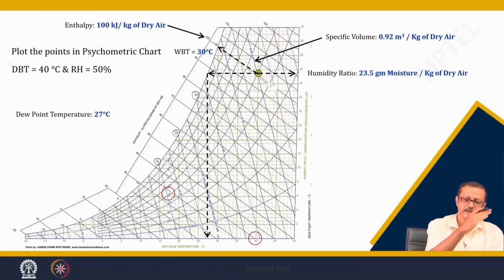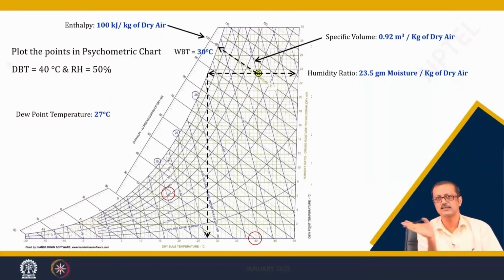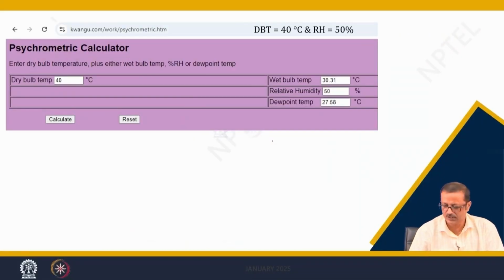The inclined axis is both the WBT and the enthalpy. The other inclined axis is your specific volume. The y axis on this side is going to be your humidity ratio, and dew point temperature also you can get, and those curved lines you have to see for your RH. Now, you see I have actually plotted that one.